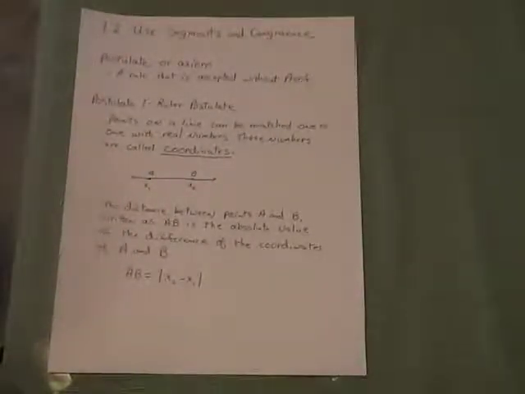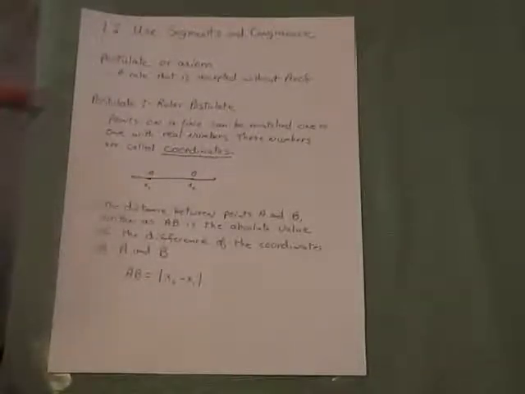Section 1.2, Use Segments and Congruence. In this section we're going to talk about two postulates. A postulate is also called an axiom, and it's a rule that is accepted without being proven. It's a rule that hasn't been proved, but everybody accepts that that's the way it is. That's what a postulate is. When we start proving these rules, then we call them theorems, and we'll get into those later in the chapter.